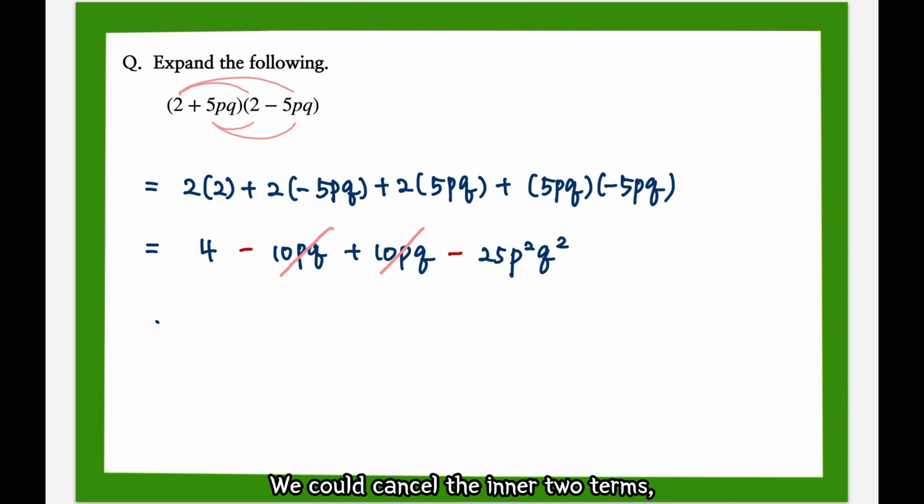We could cancel the inner two terms. The result is 4 minus 25p squared q squared. So this is the result for the first example.